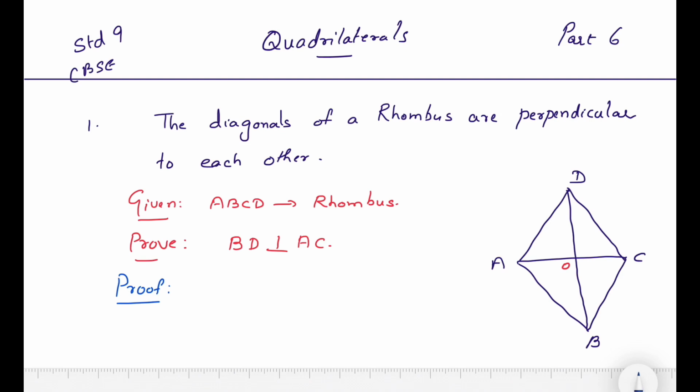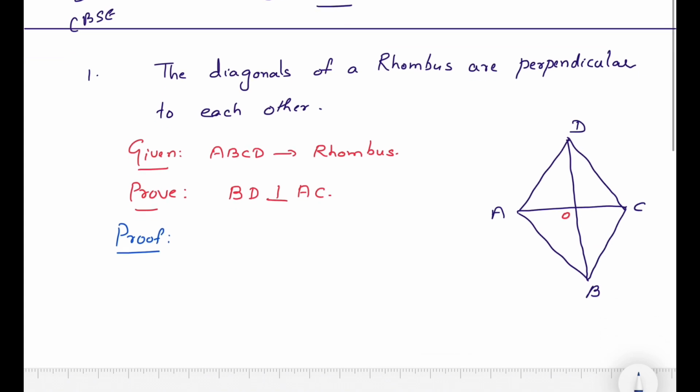The chapter is Quadrilaterals for standard 9. This is part 6. We are going to prove another property of a rhombus. You know that in a rhombus, the diagonals are perpendicular to each other. So we are going to prove that property.